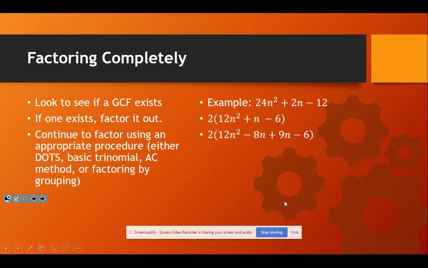Now I've split it into 4 terms using the AC method. And now I'll continue my factoring by grouping method. And we have a GCF of 4n on the left side, a GCF of 3 on the right side. My parentheses of n minus 2 match each other. So I am left with 2 times the quantity 4n plus 3, times the quantity n minus 2. Notice that the original GCF that was pulled out has just remained with it for the entire ride along.